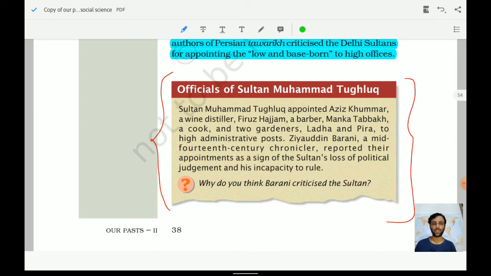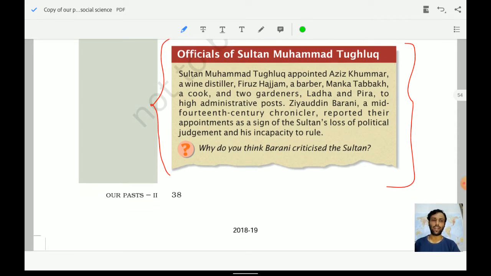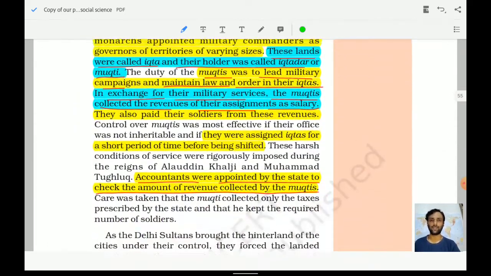incapacity to rule. Though we will see that Muhammad Tughlaq ruled for a very long time, right? And the chroniclers or historians who were writing these accounts were very disappointed with the selection of their sultans, that he was selecting these people. So they were not happy at all about these things.